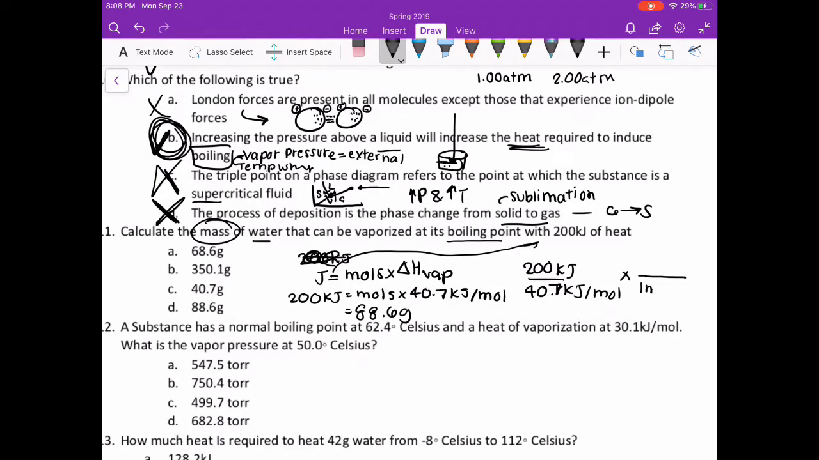So if you need to do the conversion and it helps, put 1 mole on the bottom, and then 18.02 on the top. So that's how I got D.